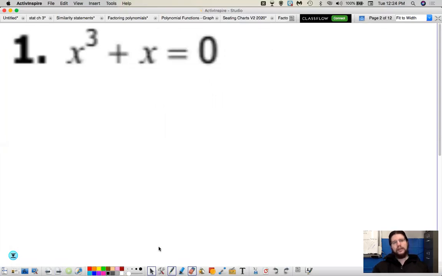Here's the first one. x cubed plus x equals 0. Step 1, make it equal 0. Well, it equals 0. We're good. Step 2, factor. GCF. Yeah, that's the first step of factoring. They both got an x in them. Factor it out.